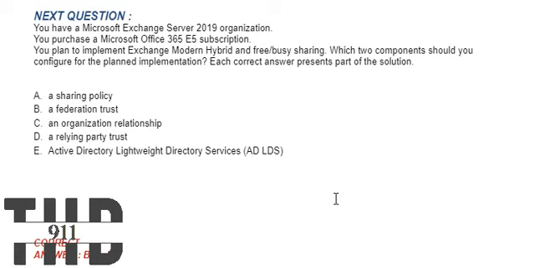Option A, a sharing policy. Option B, a federation trust. Option C, an organization relationship. Option D, a relying party trust. Option E, Active Directory Lightweight Directory Services. The correct answers are option B and C.